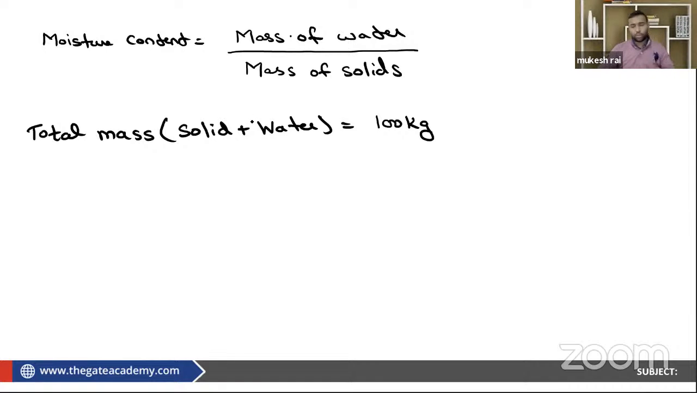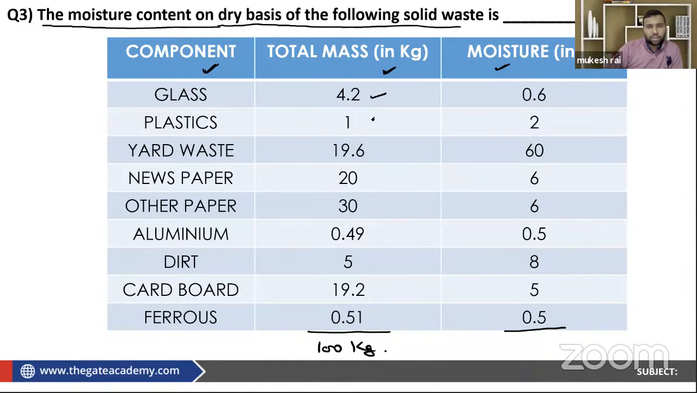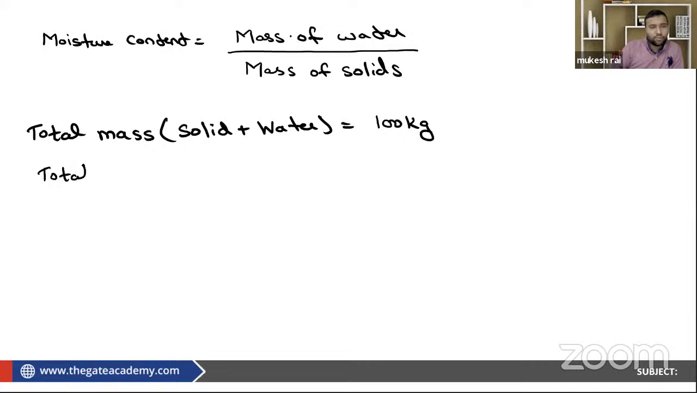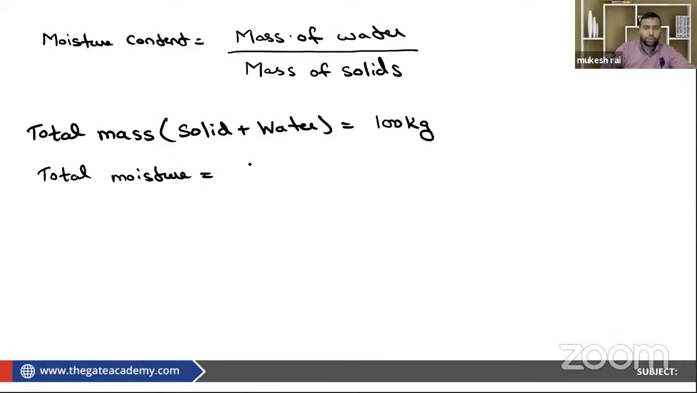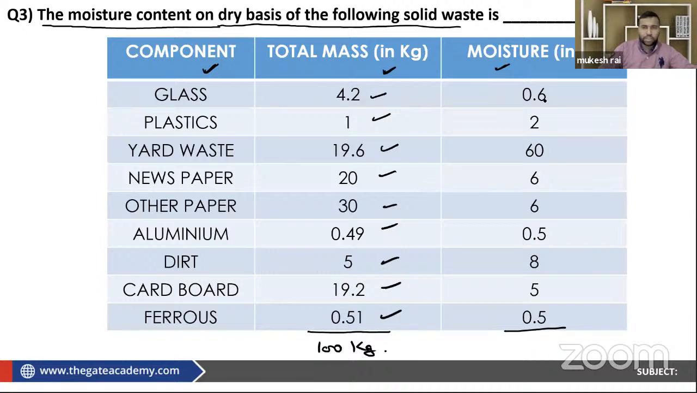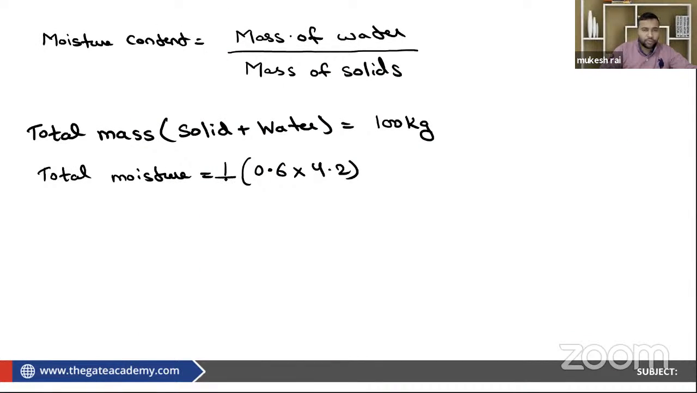Now I am going to solve this question. Total mass is given as 100 kg. When we do the algebraic sum of all these values, it comes out as 100 kg. Now we are going to find the total mass of water, the total moisture. For the first component, glass, 0.6% of 4.2 kg will be moisture. So we multiply 0.6 into 4.2. But this is a percentage, so we need to divide it by 100. We will take 1 by 100 as common. That is for the first component.